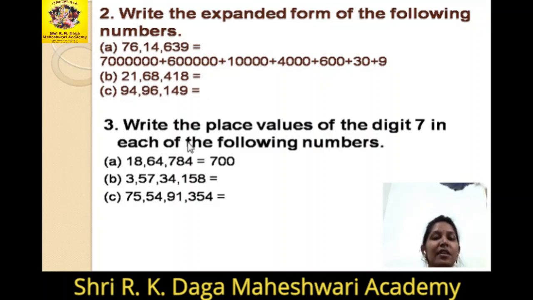Question number 3 is write the place value of the digit 7 in each of the following numbers. Now see the first question. The number is 18,64,784. In this question you can see 7 is at hundreds place. So we will write 700. In the same way, you can find the place value of 7 in this number and this number.